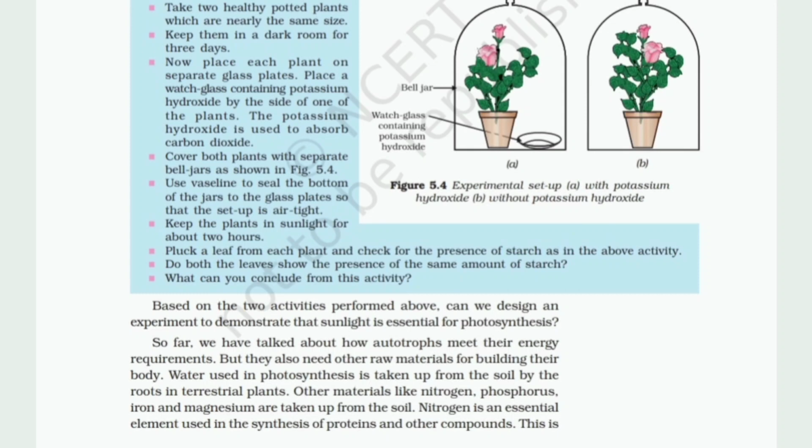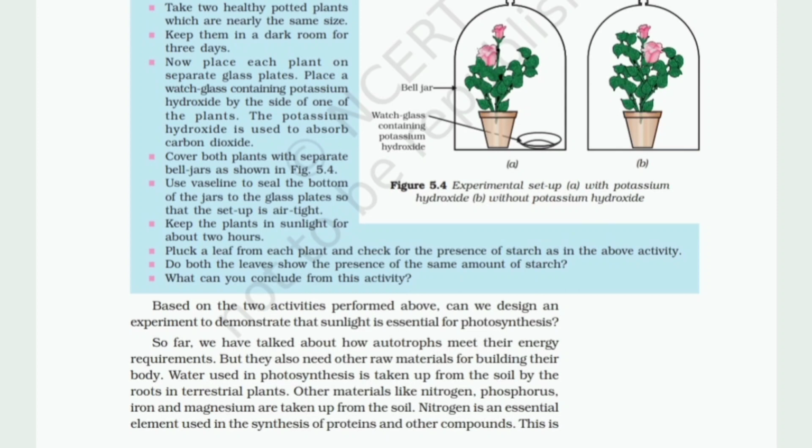Cover both plants with separate bell jars as shown in figure 5.4. Use Vaseline to seal the bottom of the jars to the glass plates so that the setup is airtight. Keep the plants in sunlight for about 2 hours. Pluck a leaf from each plant and check for the presence of starch as in the above activity.